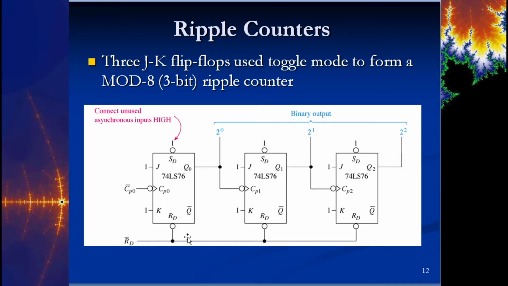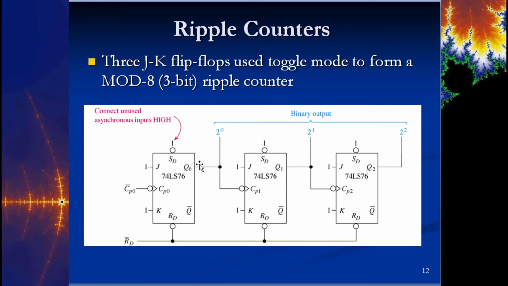We have an asynchronous reset tied together so that if we put a low on this input here, it's going to clear out all of these and start it back at 0. So we have a mechanism now to where no matter what count we're on, if let's say we're on count 6, we could hit this asynchronous reset and clear everything back to 0.